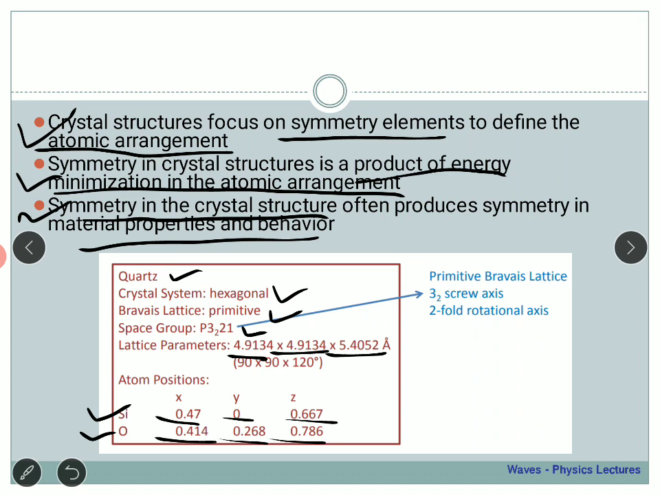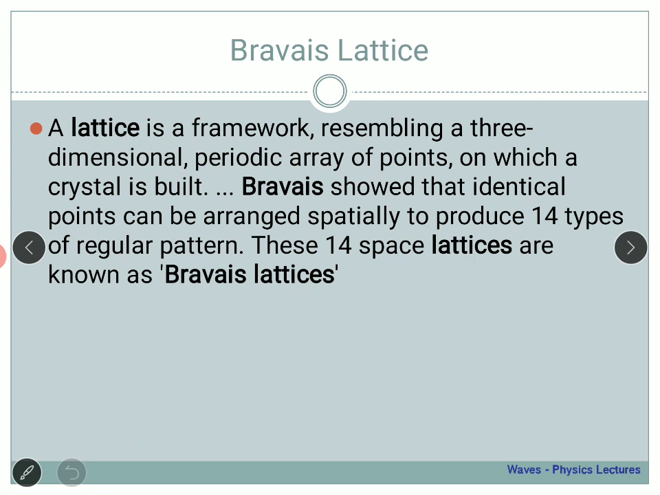So let's go back to a bit of basics again, and we'll talk about the Bravais lattice now. If you remember the Bravais lattice in solid state physics, if you have followed Kittel's book, that is there at the beginning of the book. So what is a lattice? A lattice is a framework. It's not really a real point or real atoms.